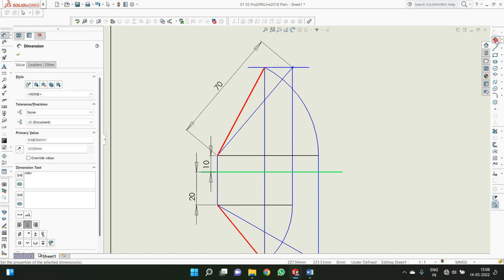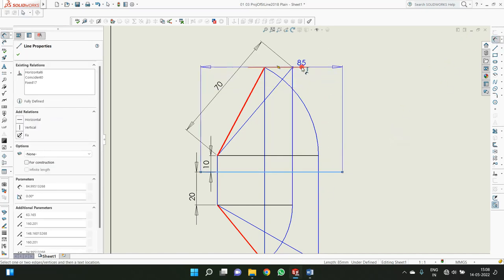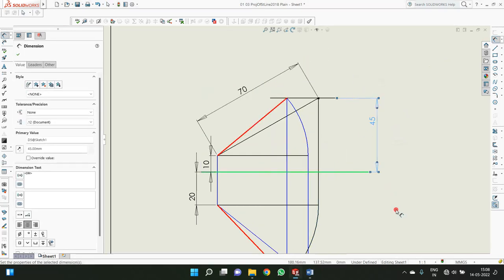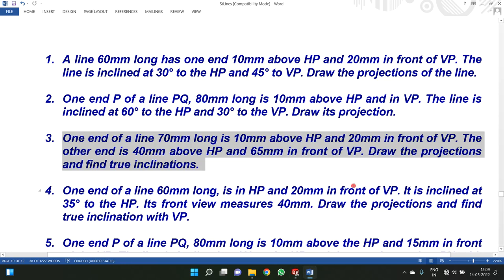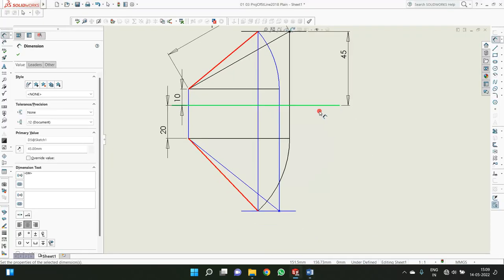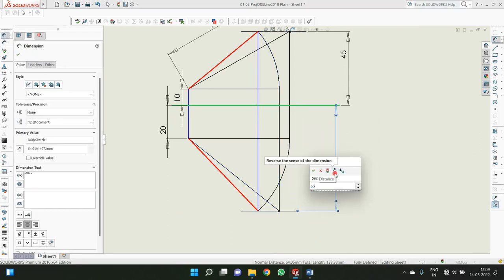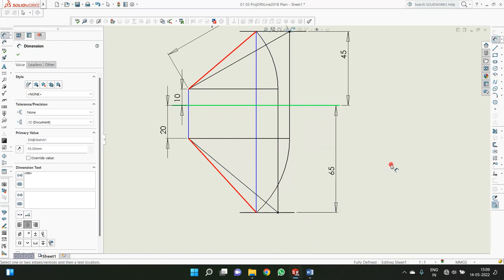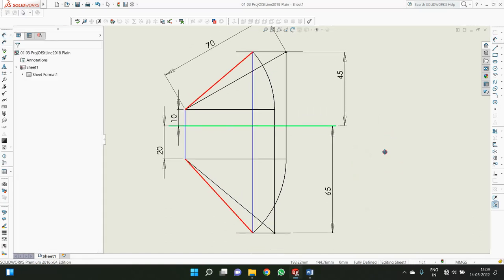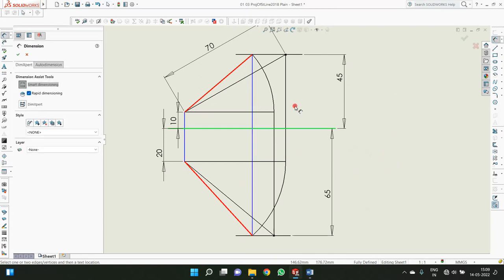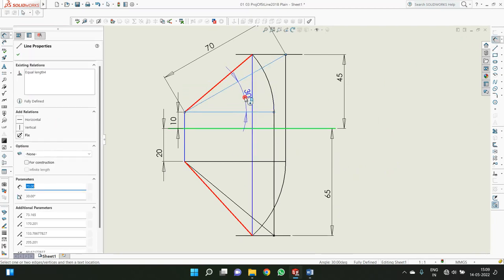The other end is 45 above and 65 in front. Now, this is the solution actually. We got the solution. But here we have to find out the theta and pi. So let us see that. Let me check what is theta and what is pi.